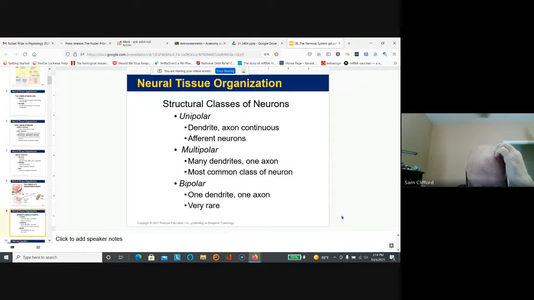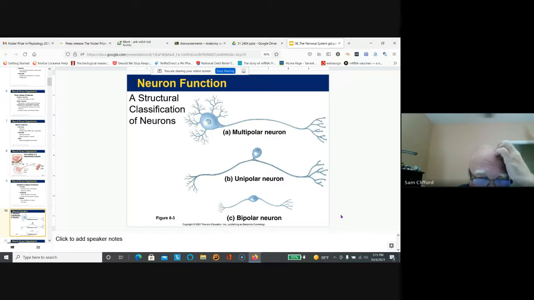So there's three classes of neurons: unipolar, bipolar, and multipolar. So let's look at the structures of each of that type of neuron. A multipolar neuron we just talked about. It's the most common. It's involved in motor neuron function for stimulating muscle, stimulating digestion, respiration, bladder control, heart, and so on. These are the most numerous neurons.